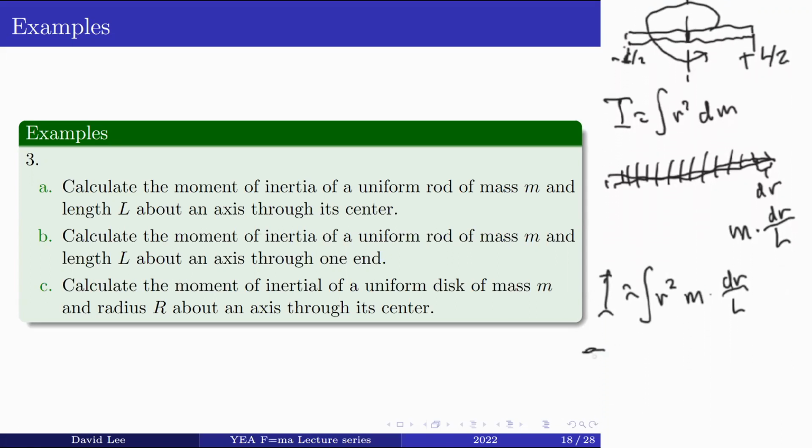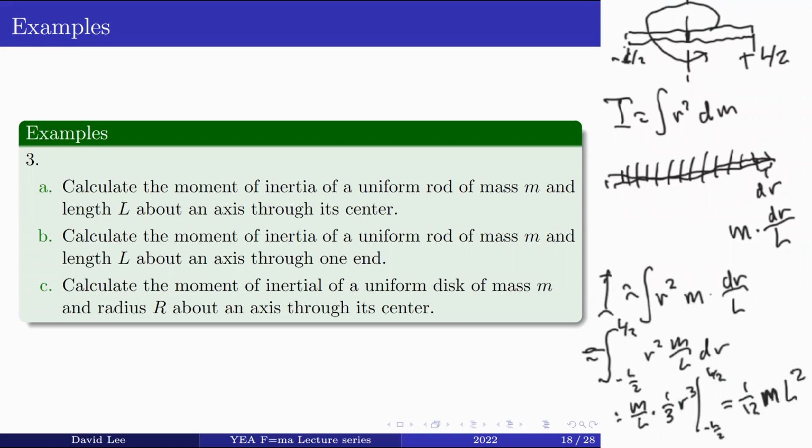So let's do this integral. Negative L over 2 to L over 2, r squared m over L dr. And this will be m over L times 1/3 r cubed from negative L over 2 to L over 2. And if you plug in the limits, you should get that this is equal to 1/12 m L squared. All right. Now, hopefully that gave you some idea of how to calculate these moments of inertia for such objects. And so I'll give you a few more minutes to try parts B and C.